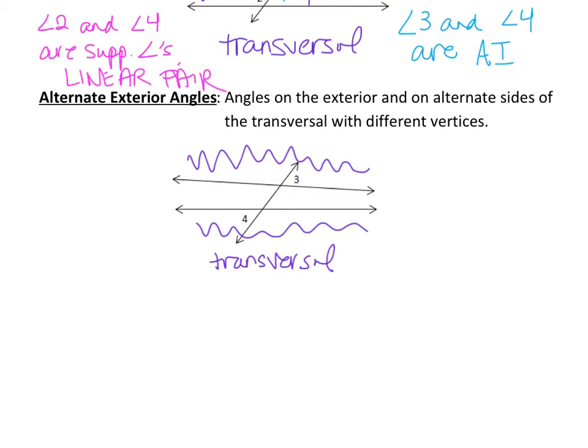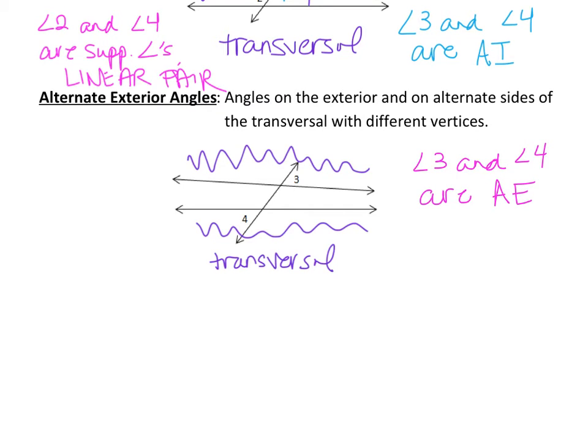If you notice, angles 3 and 4 are on the exterior, the outside of the two lines. And then we've got our transversal cutting through, and they are on opposite sides or alternate sides of that. So angle 3 is on the right, angle 4 is on the left. So we would say that angles 3 and 4 are alternate exterior angles, and we can abbreviate with AE.